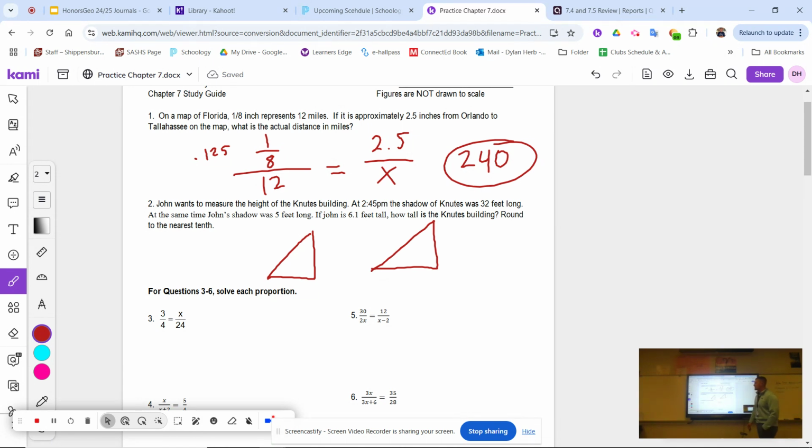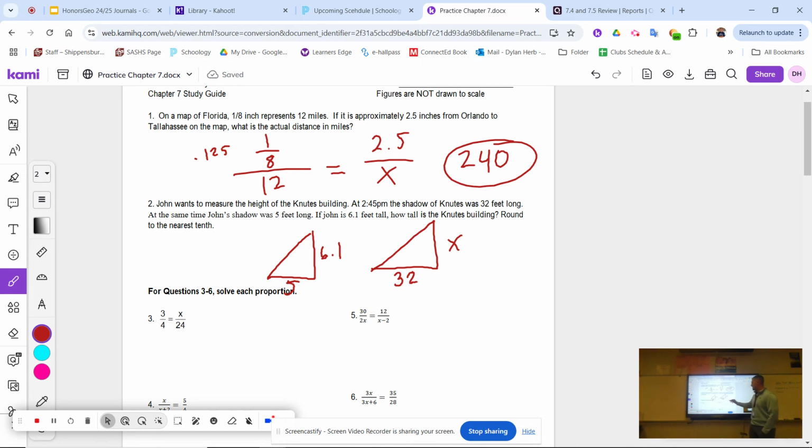Number 2 is going to be a proportion as well, but you're doing it for basically two similar right triangles. One of them being the person and their shadow and their height. So John's shadow was 5. He's 6.1 feet tall. The shadow of the building was 32 feet long. So we would be solving for the height of the building.